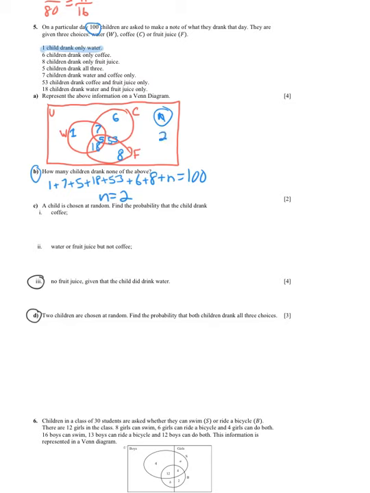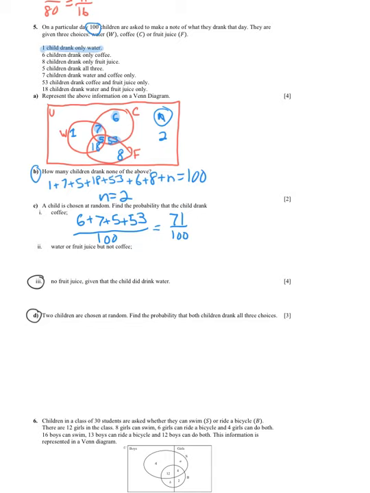And then part C is just setting up those probabilities. A child is chosen at random. Find the probability that the child drank coffee. Well, we have to count all of them out of 100 children. 6 plus 7 plus 5 plus 53. And this is as simple as it is to show your work. Just show that you're adding all the coffee values together, and then you simplify it, and that's your answer. 13 plus 5 is 18, plus 53, 71 out of 100. Does that sound right?